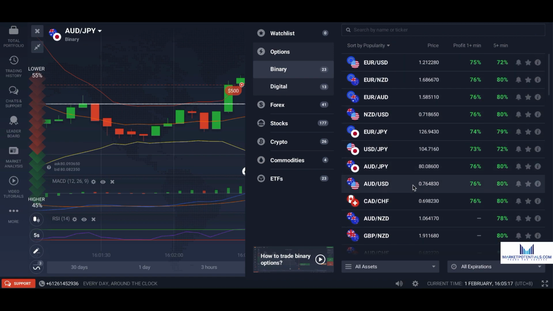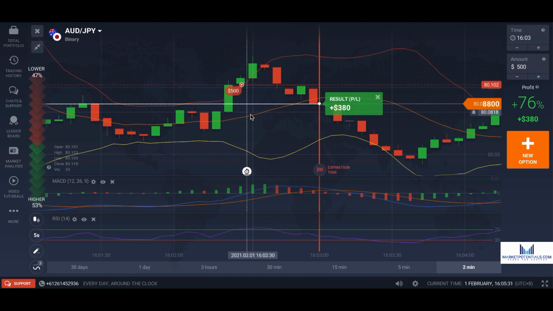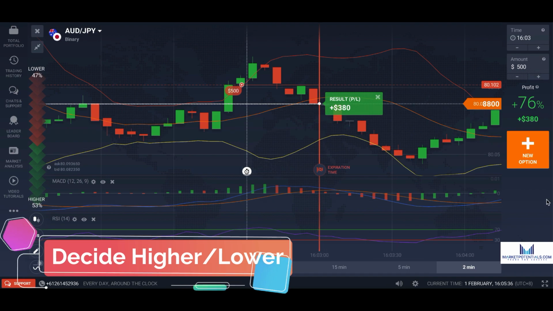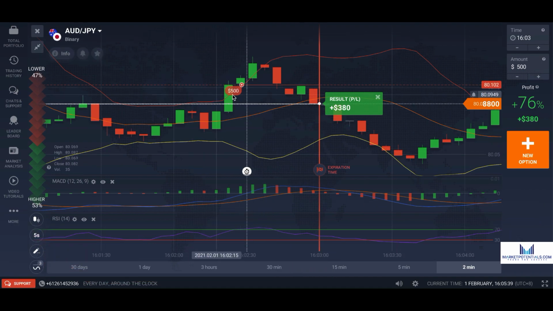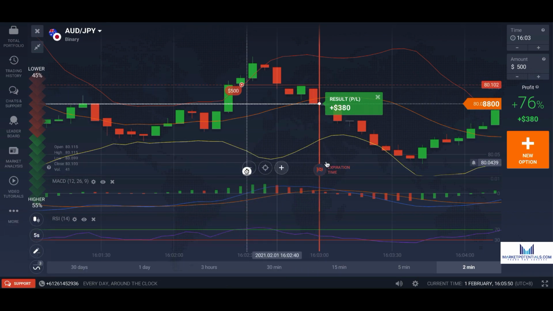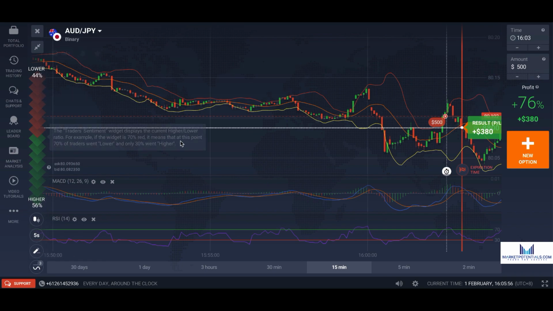Like I said, pick a pair that you think you'd be able to recognize trends developing, because that is very important. All right, in binary option trading, there are two things: time factor and a trend factor. The only decision that you have to make though is just select higher or lower, depending on the chart that you're trading with. You're predicting the movement of the chart in the 30 seconds window from this white line, which is the purchase deadline, to the expiration line, which is this red line here, the white line to the red line.